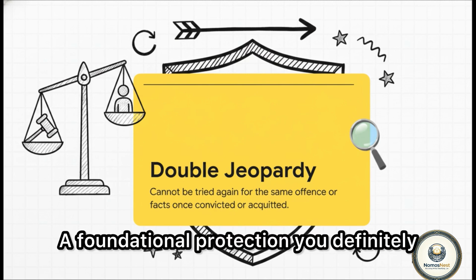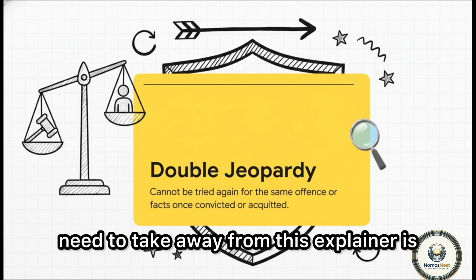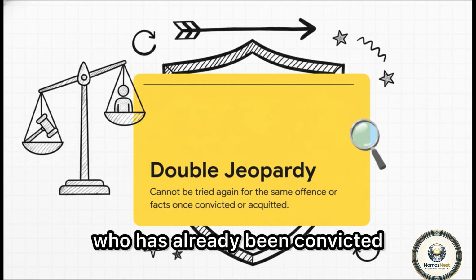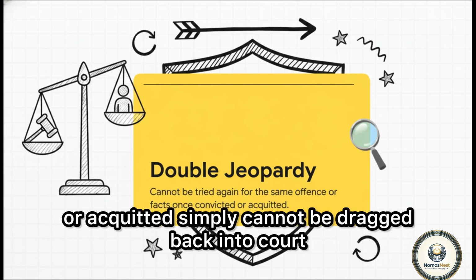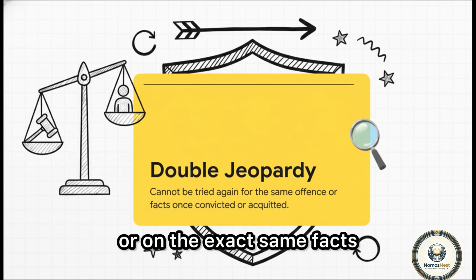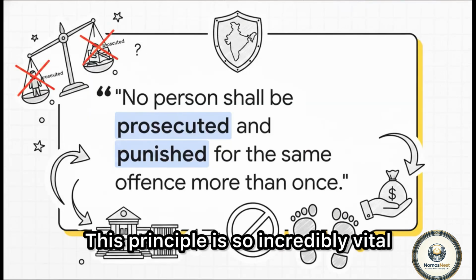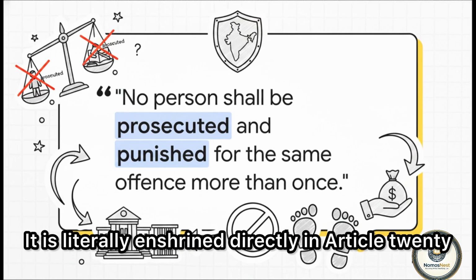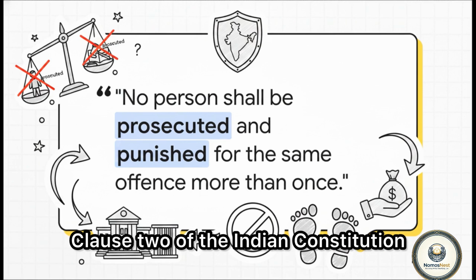A foundational protection you definitely need to take away from this explainer is the concept of double jeopardy, governed by Section 337. In plain English, it means a person who has already been convicted or acquitted simply cannot be dragged back into court and tried again for the exact same offense or on the exact same facts. This principle is so incredibly vital that it's not just some standard procedural rule. It is literally enshrined directly in Article 20, Clause 2 of the Indian Constitution.